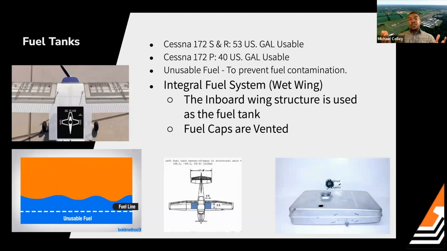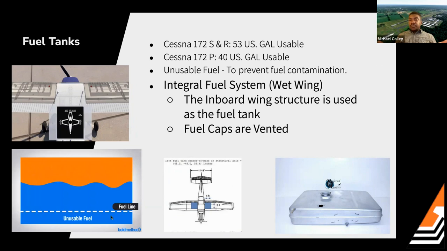And what is this unusable fuel concept? I found this nice little moving image here from Bold Method, and I think it kind of showed it in really good light, right? You can see that the fuel line depicted there, that's where it's being gravity fed into the system, but it sits right above the bottom of the tank section, and that bottom where it has a little space there, that is called the unusable fuel. So there's a little layer underneath the fuel line that goes into the system.